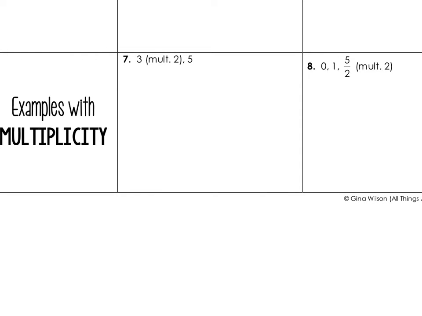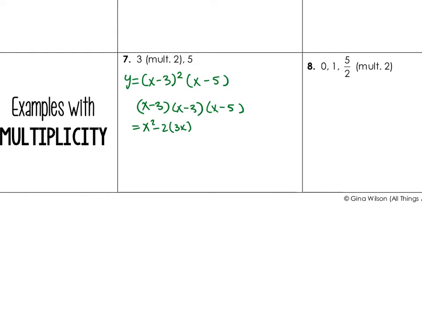So it says 3 with a multiplicity of 2. So remember that means that I have y equals x minus 3 squared, right? Times x minus 5. That's the multiplicity. So that means that I have x minus 3 times x minus 3 times x minus 5. So this one, you're FOILing or you're squaring a binomial: the first squared, minus 2 times the first one times the second one, right? Plus the second one squared, so 9.